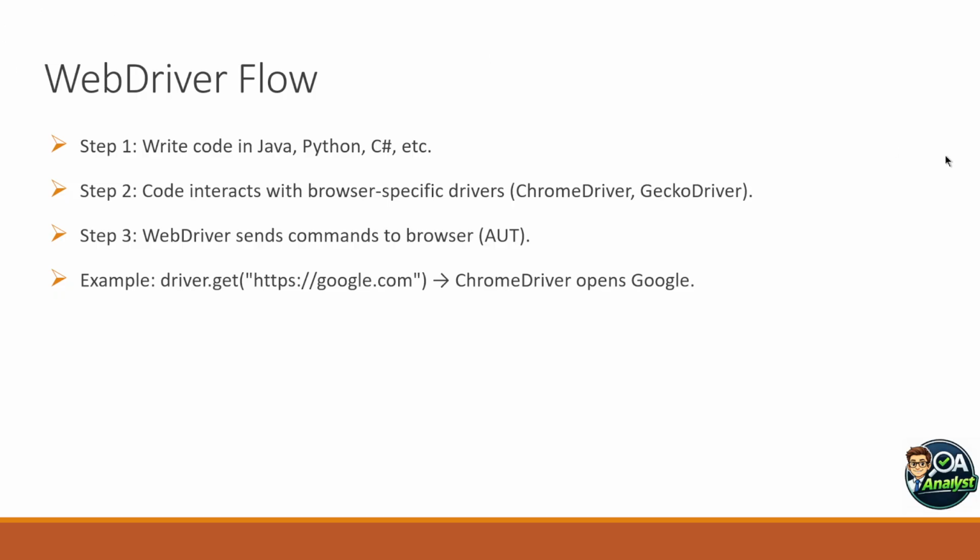So for example, you write driver.get google.com in Java. WebDriver passes that command to ChromeDriver, and the ChromeDriver makes the Chrome browser open that particular website, that is, here google.com. So this is how the WebDriver flow works. Okay, so let's move to the next slide.